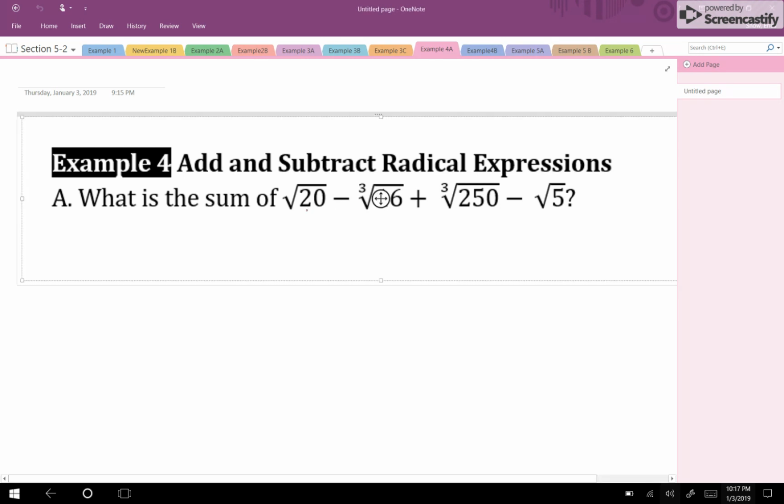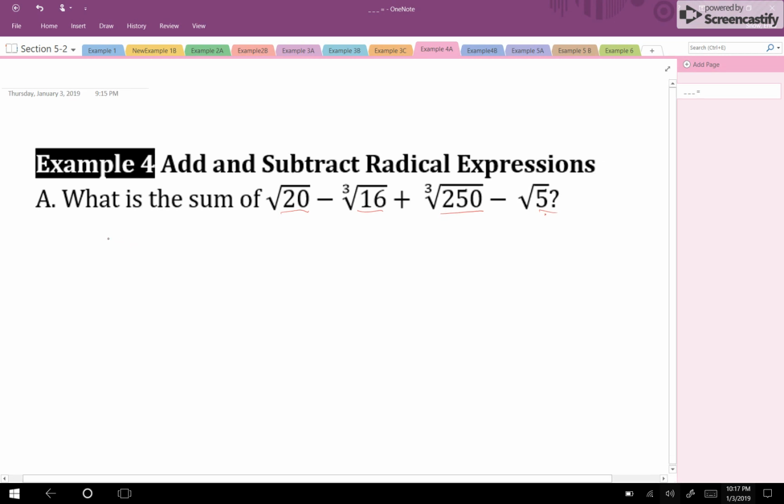And none of these are the same. We've got a 20, a 16, a 250, and a 5. Not the same at all. But what you'll notice is that while 5 is prime, 20, 16, and 250 are not. So we are going to do 3 separate factor trees here with our 20, our 16, and our 250.